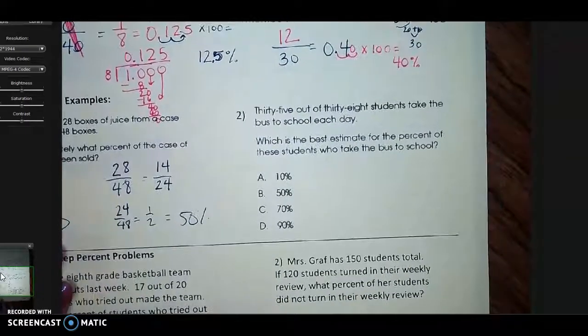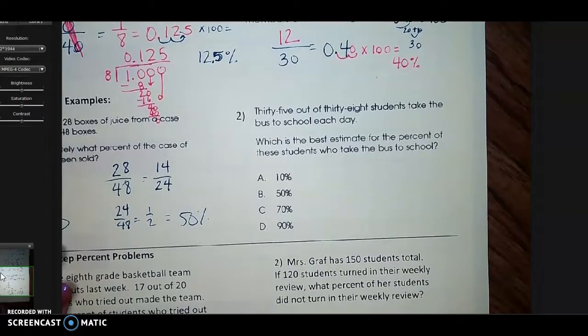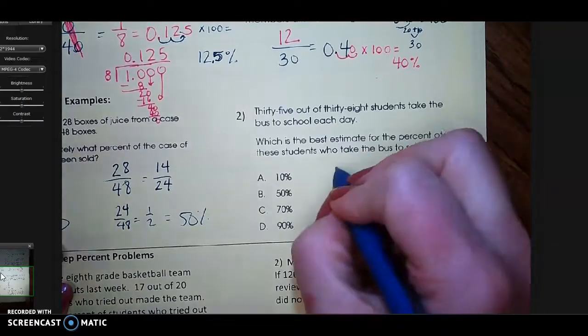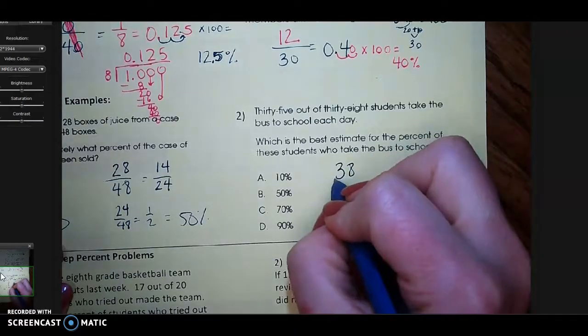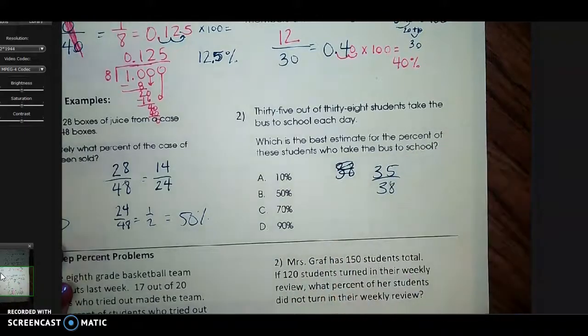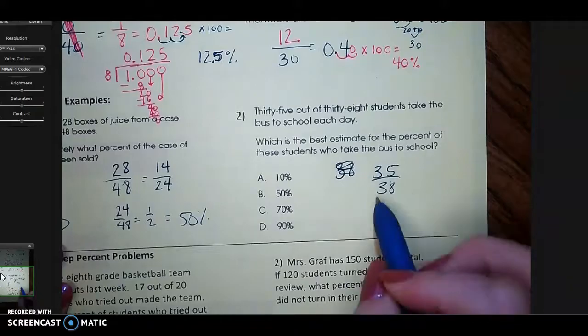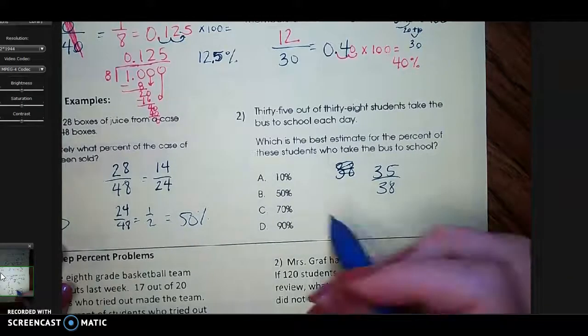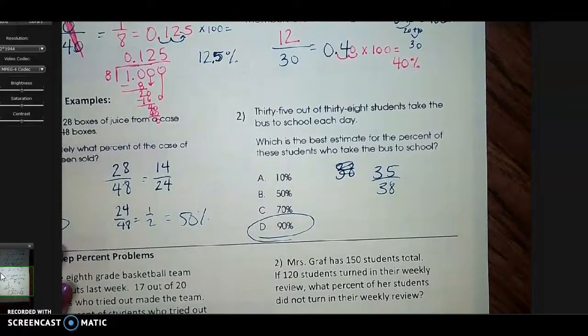On this next one, it says 35 out of 38 students take the bus to school each day. What is the best estimate for the percent of these students who take the bus to school? So 35 out of 38 students take the bus to school. This is really close to 100%, and so my only percentage that meets is 90%.